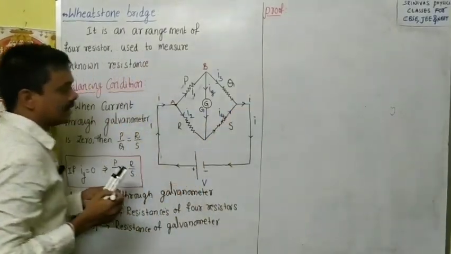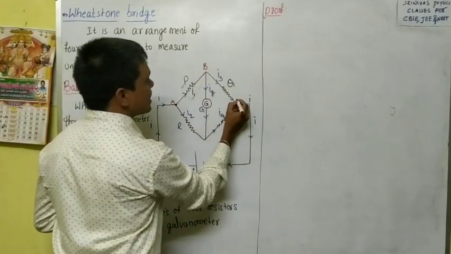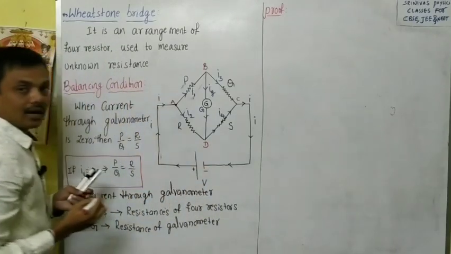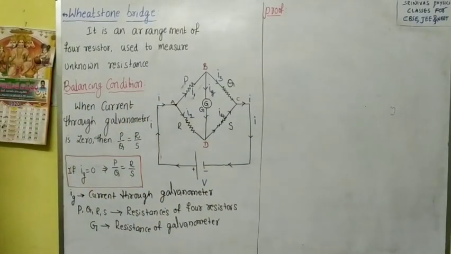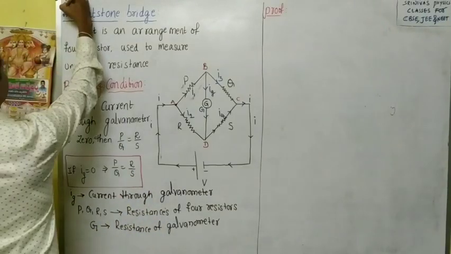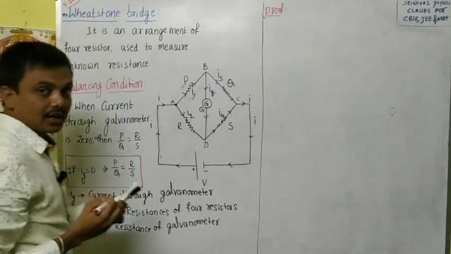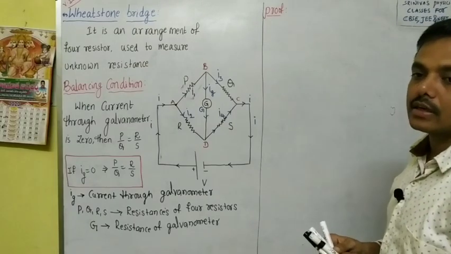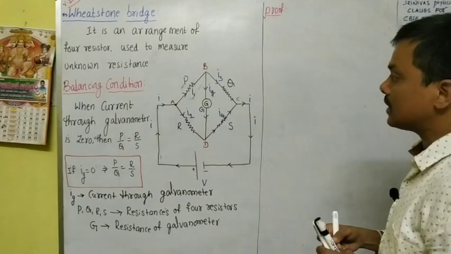Now I will take the terms: this is A, B, this is C, and this is D. Now we have to prove this balancing condition of Wheatstone bridge. It is very simple and it is very important. Its applications are very important, and this is also very important. Now let us see how to prove this. For that, to prove the balancing condition, what do we have to do?